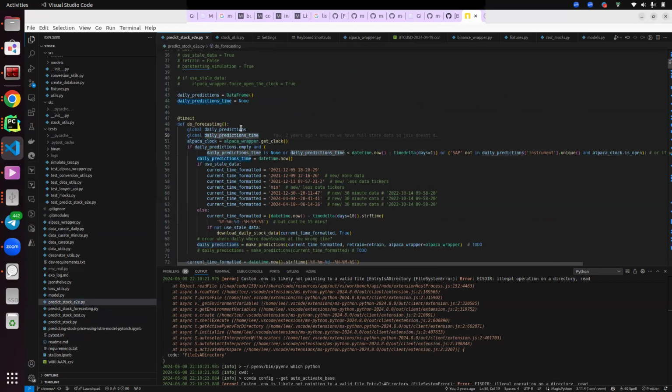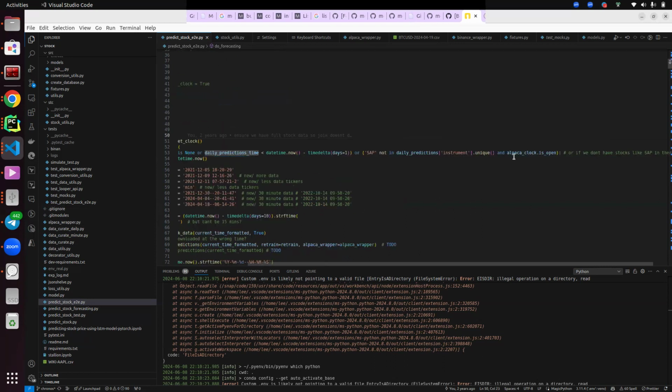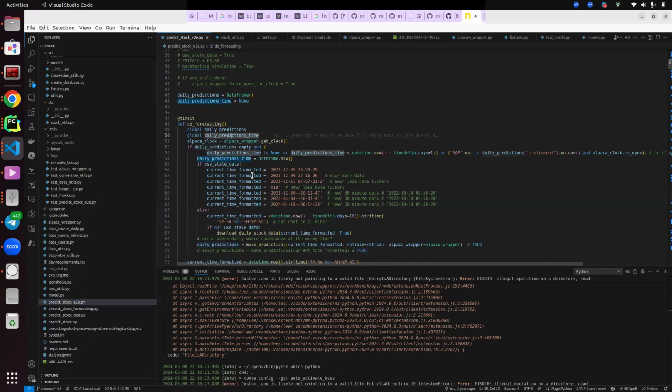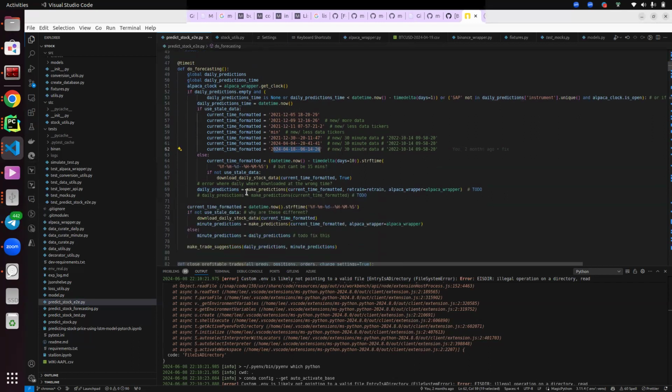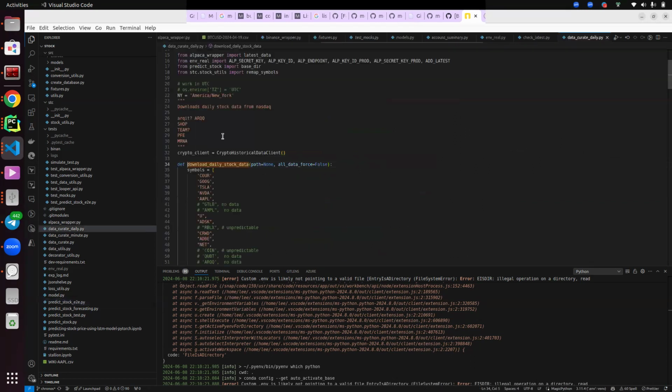I store predictions, and there's some kind of logic in here for when I do testing. I'll actually just pin the date and download not only that data and replay it and see how good I can make these predictions. I have this little trick in here.